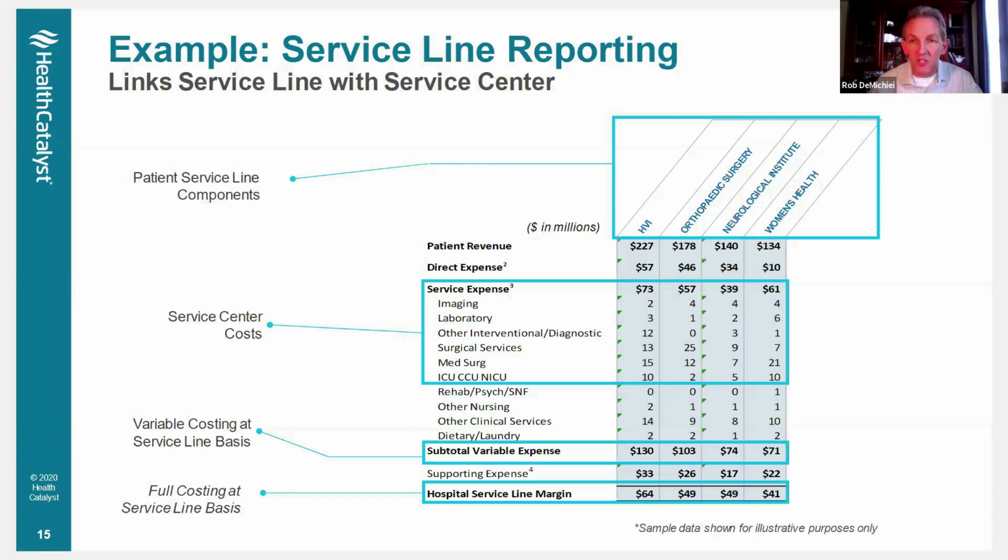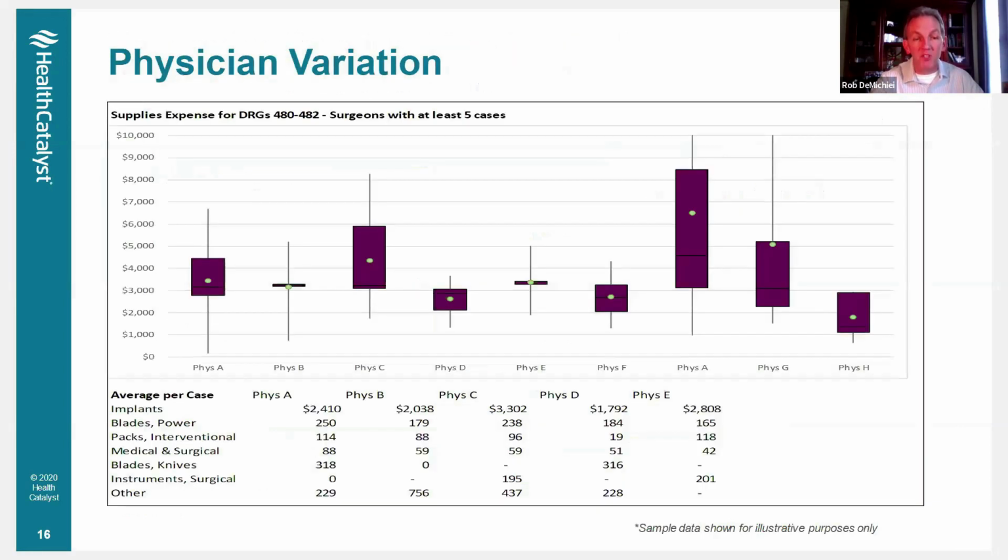So this enables service line reporting that other kinds of costing does not allow, at least accurately, because the largest portion in the middle, the service center costs, are inaccurate through other methodologies. They're estimates, they're allocations, and they're not to be believed. And they certainly don't have credibility with physicians.